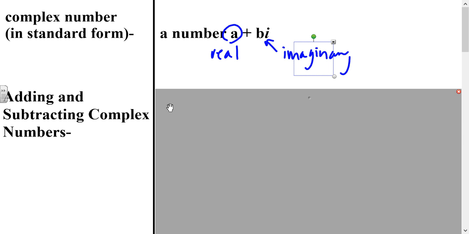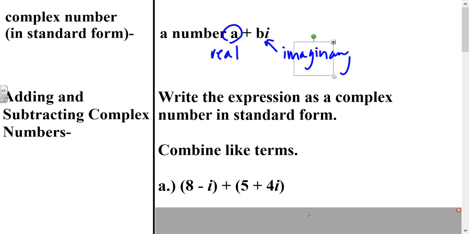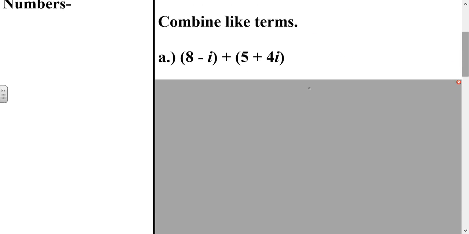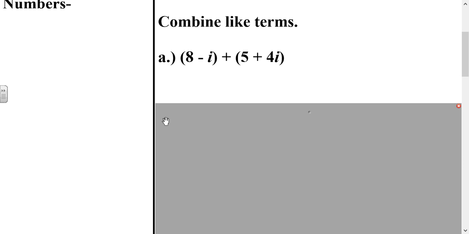So now we're going to learn about adding and subtracting complex numbers. So when we do this, we just combine like terms. This should be fairly easy for you guys because it's pretty much like what we've done in the past. So if we look at this example, they are asking us to add these numbers together. So I'm going to add the real parts and I'm going to add the imaginary parts.